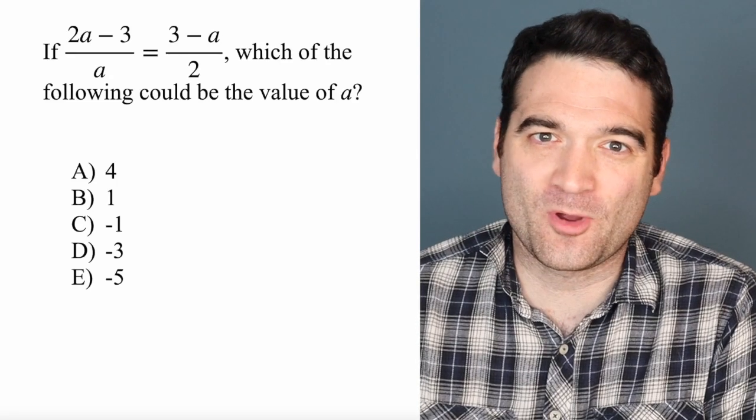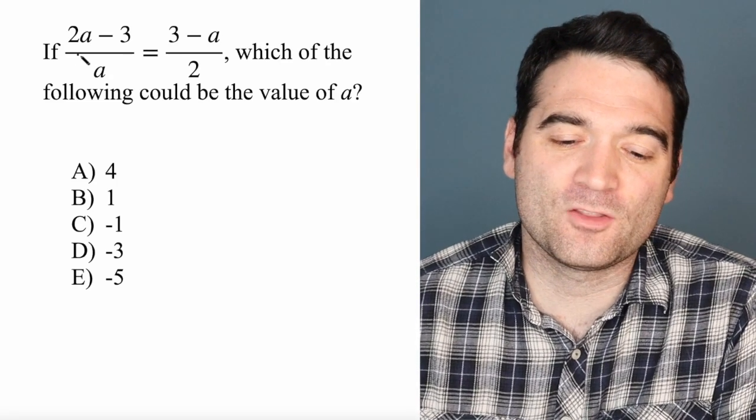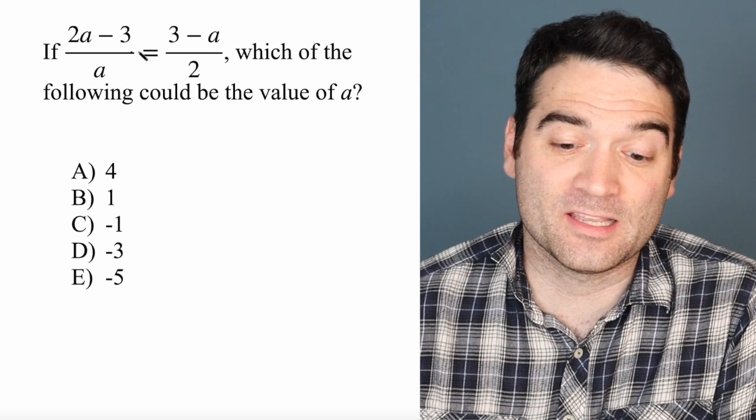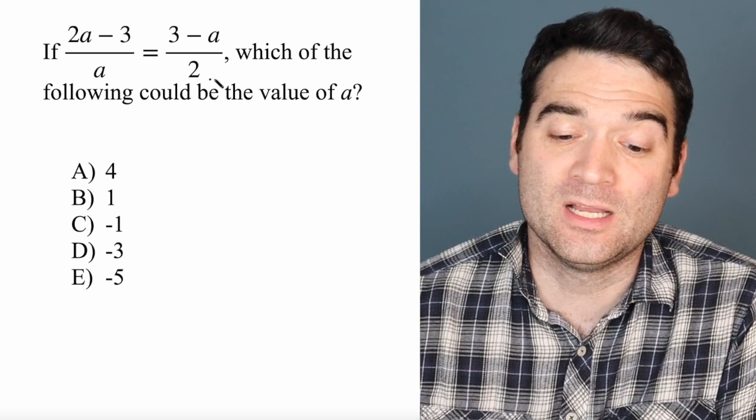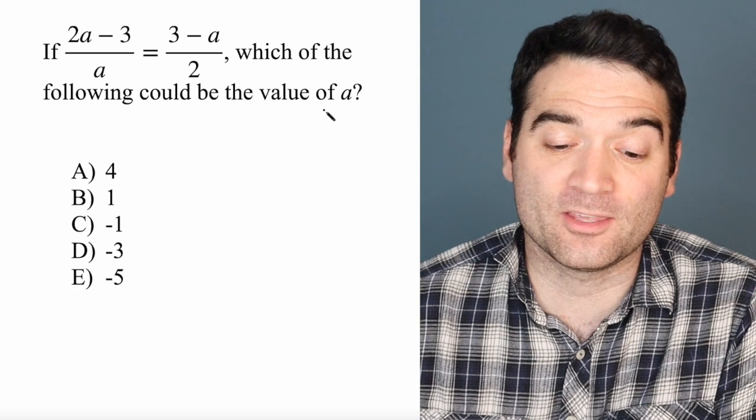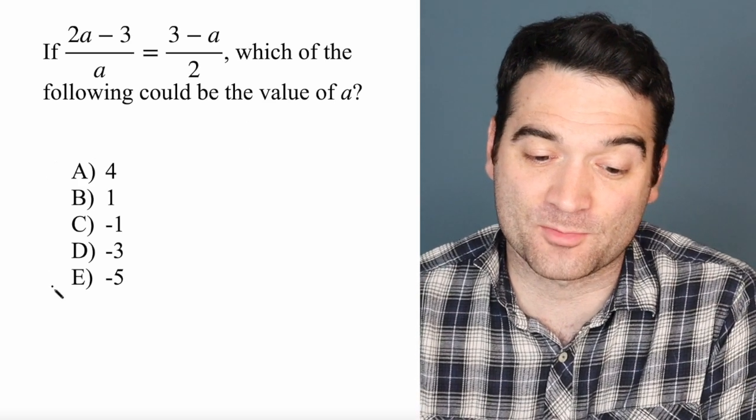Here's a GRE algebra question. Let's take a look. If (2a minus 3) over a is equal to (3 minus a) over 2, which of the following could be the value of a? And we have these answer options right here.